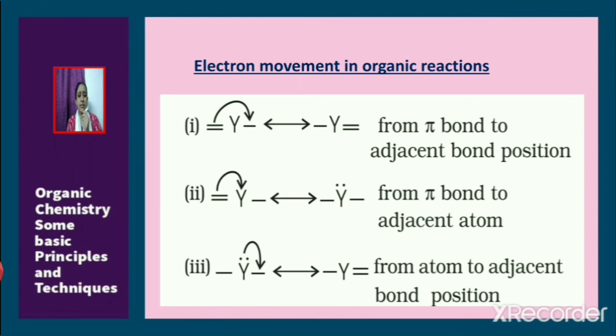Now consider the third case. Here, Y atom is associated with a lone pair of electrons. This lone pair of electrons from atom Y will move to an adjacent bond position. As a result of this type of movement, the single bond now changes to double bond.